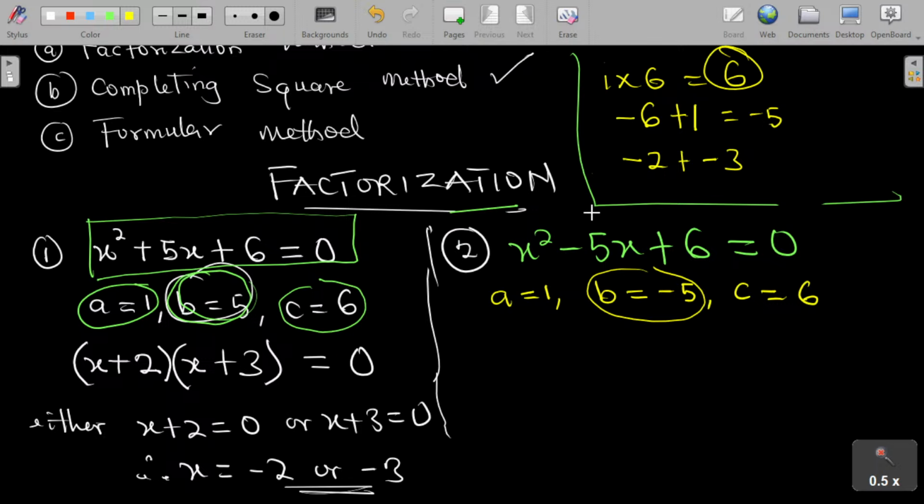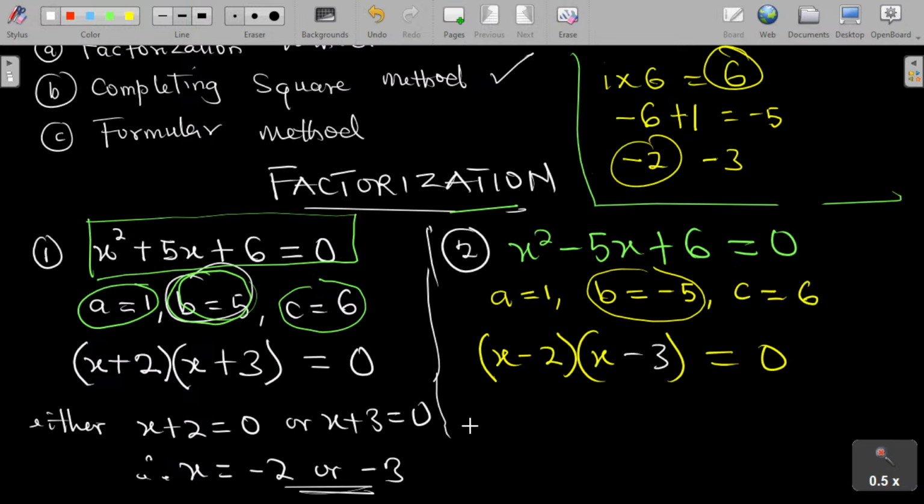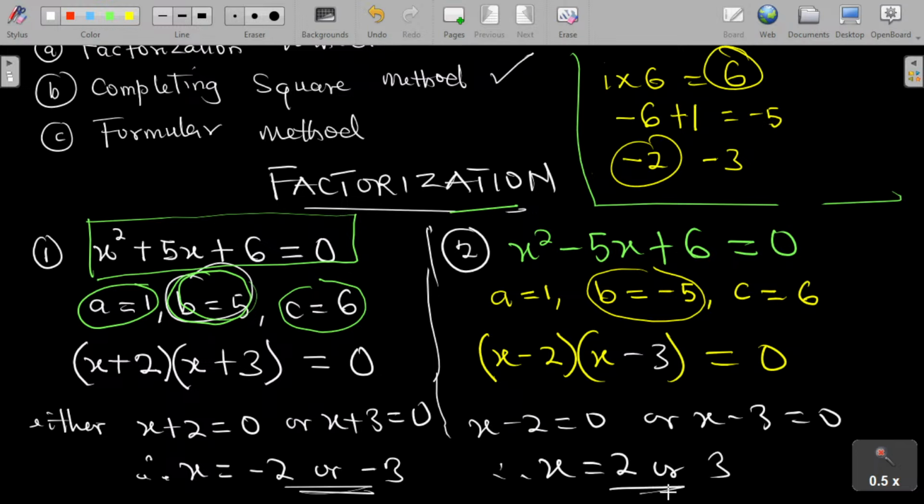All right. So now that we have gotten the two of them as -2 and -3, remember what I said. Open your two brackets, equal to 0. Put your x. Then since both of them are negative, you put -2 here, then you put -3 here. So either x - 2 is 0 or x - 3 is 0. Therefore, our x is 2 or 3. If you transfer -2 to the other side, it will become +2, and the same thing with your -3.